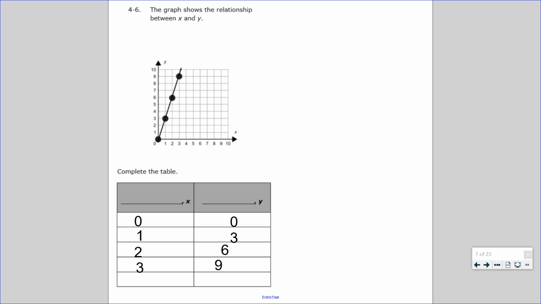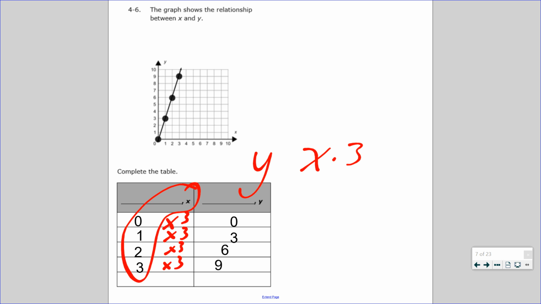4, 5, 6. The graph shows the relationship between x and y. So 0, 0. When x is 1, y is 3. When x is 2, y is 6. When x is 3, y is 9. So what is the relationship here? Times 3, times 3, times 3, times 3. What letter are these? X's. So x times 3, y equals x times 3.